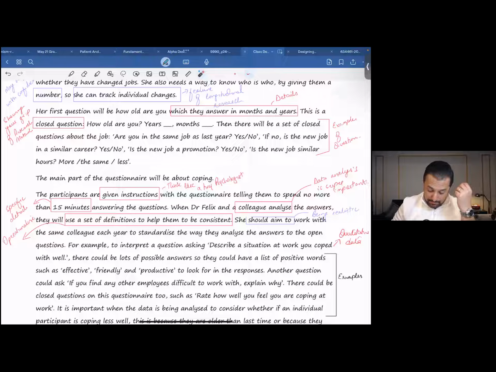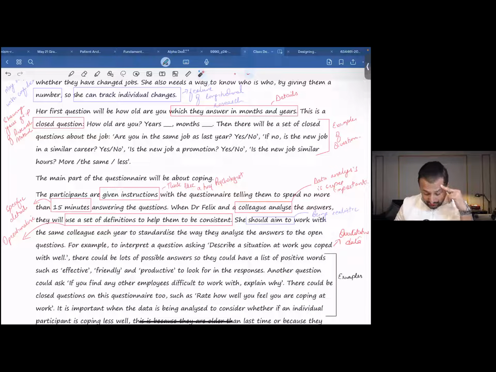Now, by mentioning this part, which they answer in months and years, you are being very clear about what your intentions are. This is a closed question. Very good. You're again flaunting your grip on research methodology, right? So, how old are you? Question mark. Years or months? Question mark again or dash.